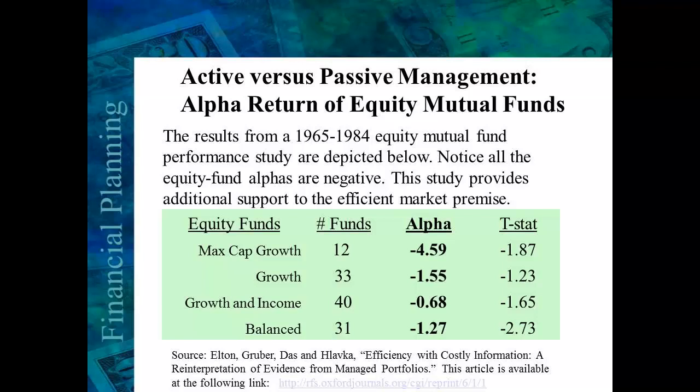The data on this slide are from a study by Elton, Gruber, Das, and Lafka in 1993 entitled Efficiency with Costly Information, a Reinterpretation of Evidence from Managed Portfolios. This article is available at the link provided on this page.